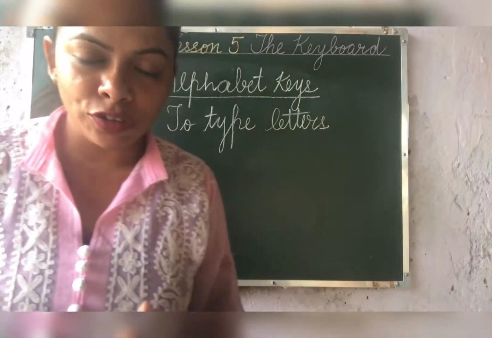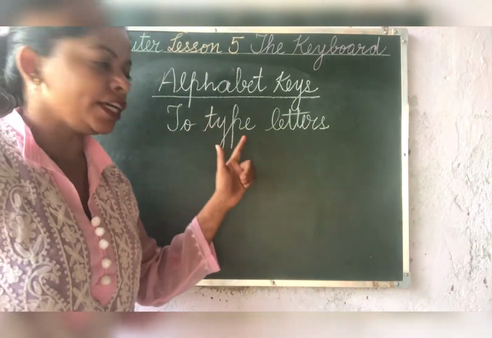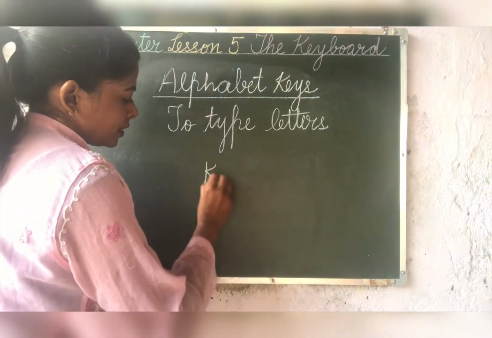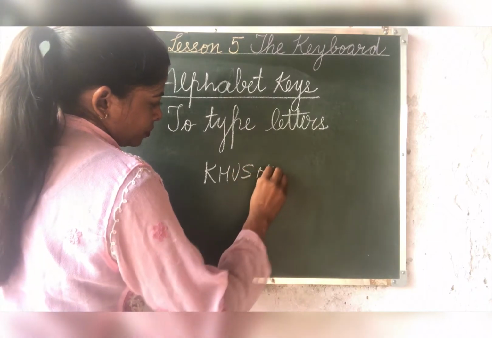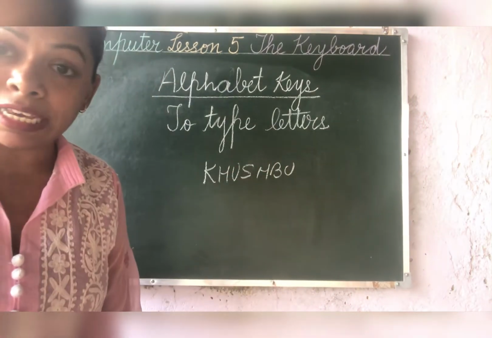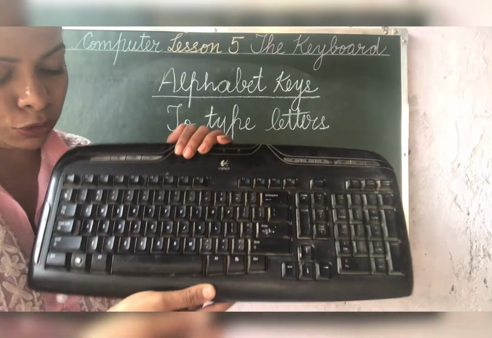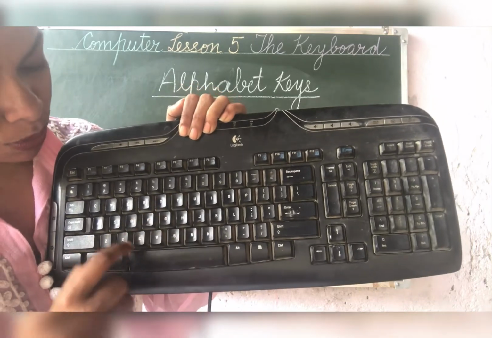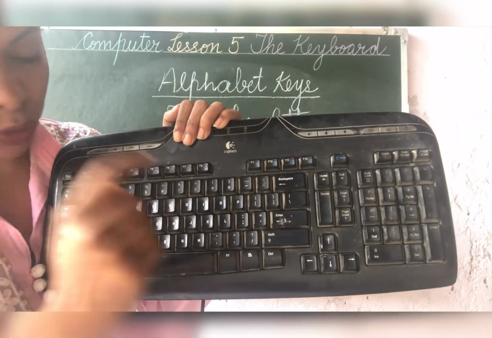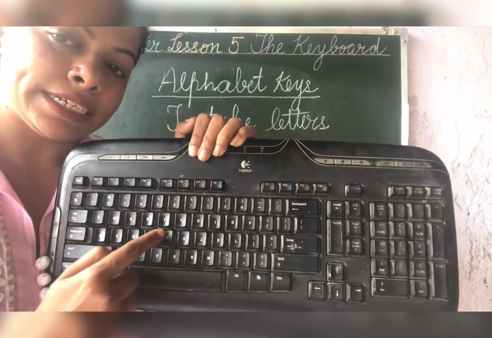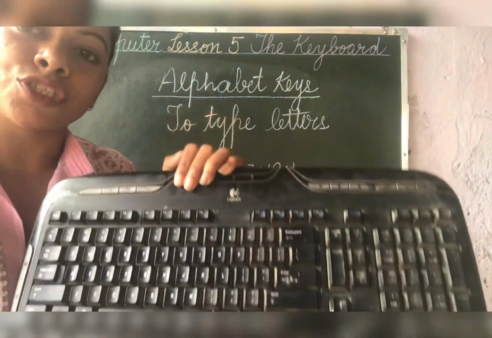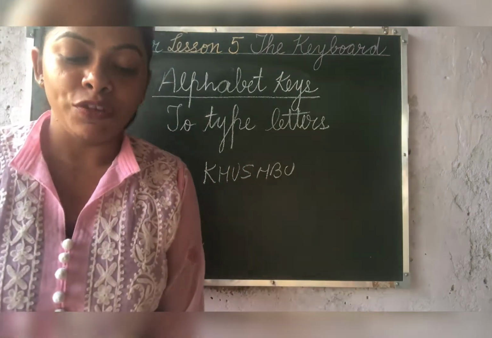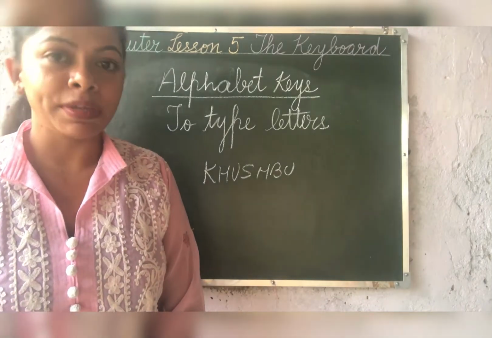Now children, why do we use alphabet keys? We use alphabet keys to type letters. Suppose I want to write my name on the computer. My name is Khushbu. So what are the keys I will press to write my name on the computer, children? I'll press the letters, that is K, H, U, S, H, B, U. So these are the keys I will press, and so my name will come on the monitor. Okay children, so we use alphabet keys to type letters.